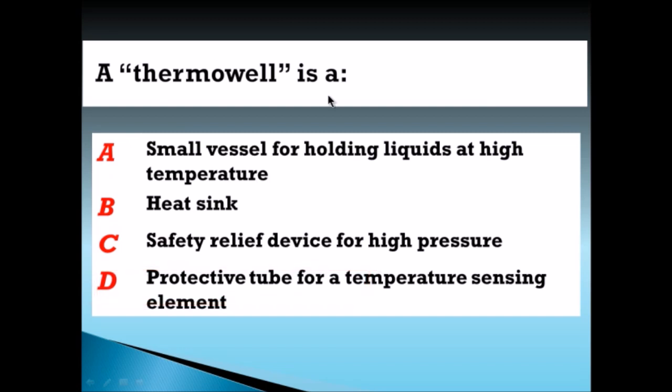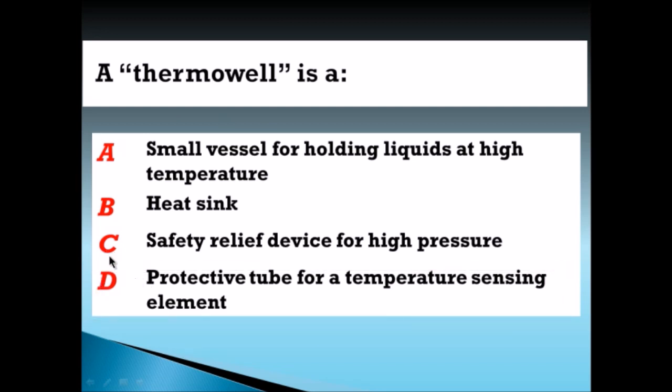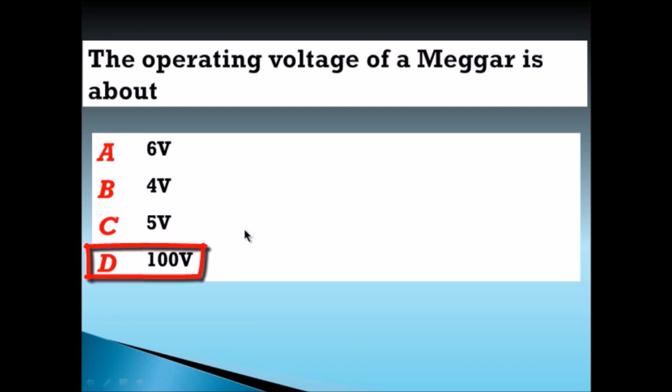A thermowell is a small vessel for holding liquids at high temperature, heat sink, safety relief device for high pressure, protective tube for a temperature sensing element. Generally thermowell, the answer is D, because thermowell can be used for a protective tube for a temperature sensing element. So answer is D. The operating voltage of a Megger is about 100 volt. So answer is D, 100 volt.